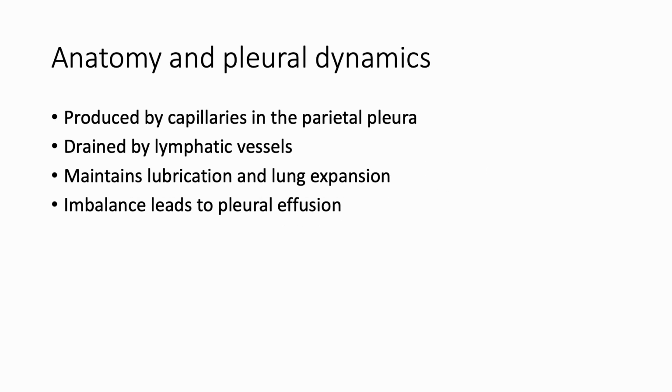So if we talk about the anatomy and pleural dynamics, pleural fluid is usually produced by the capillaries in the parietal pleura and drained by the lymphatic vessels. Between these two pleural linings, the parietal and visceral pleura, there is a potential space which is usually filled by some amount of pleural fluid, which helps in maintaining lubrication and lung expansion. An imbalance in the hydrostatic and oncotic pressure in these capillaries will lead to pleural effusion, which we will see in the next slide.